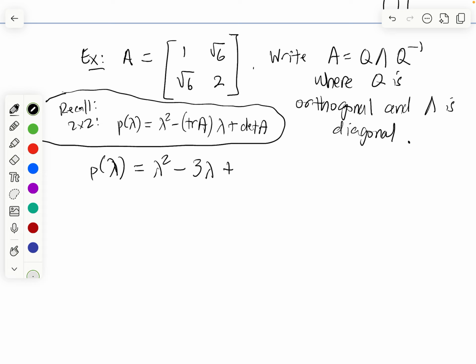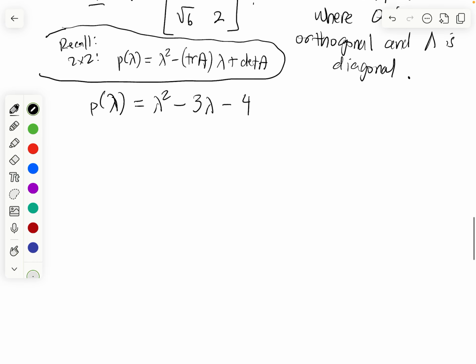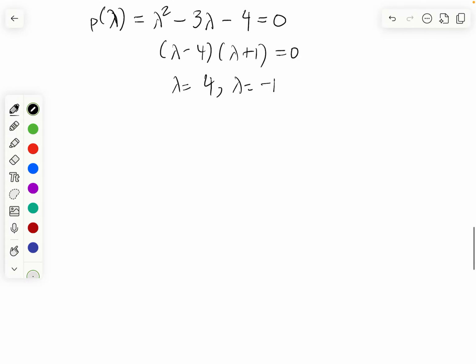Okay, so now we need to add the determinant. That's 1 times 2 minus root 6 times root 6. So that's 2 minus 6, that's negative 4. And we need to set this equal to 0 and solve. So we can factor this as lambda minus 4 times lambda plus 1. So then we get lambda is equal to 4 and lambda is negative 1. Those are the eigenvalues, and now let's find the corresponding eigenvectors. Let's call the first one lambda 1, the second one lambda 2.